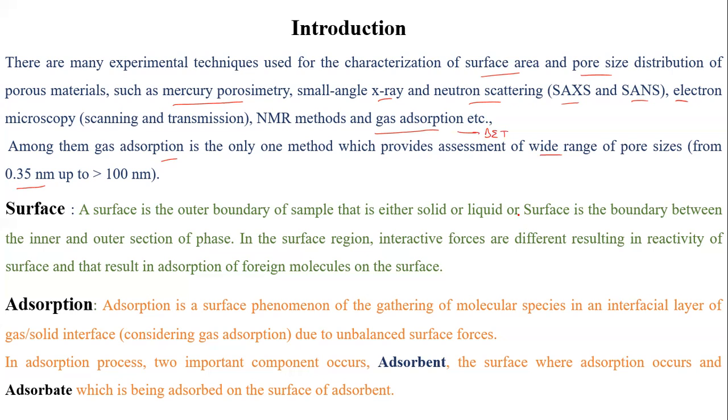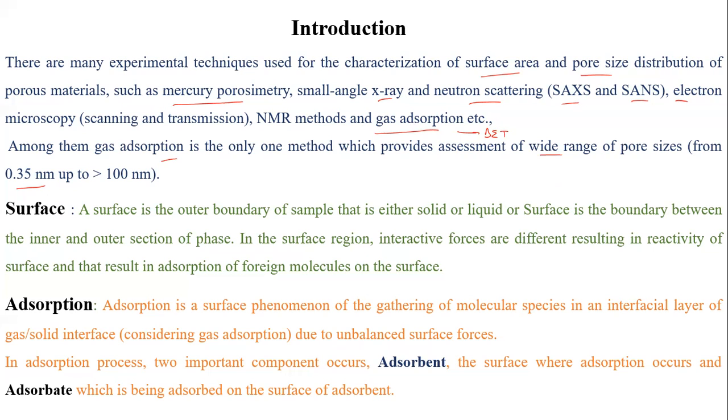So among these various analytical techniques, our gas adsorption, that is BET, provides very specific information regarding surface characteristics, or pore size distribution, in which we can get a pore size from a minimum of 0.35 nanometer up to greater than 100 nanometer. So that's why this BET is very important. ये BET आपका कितना ज़्यादा important analytical technique क्यों है?